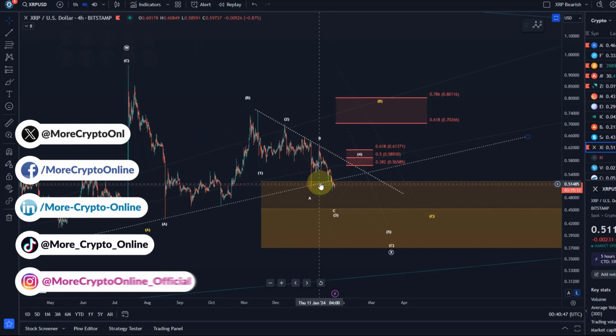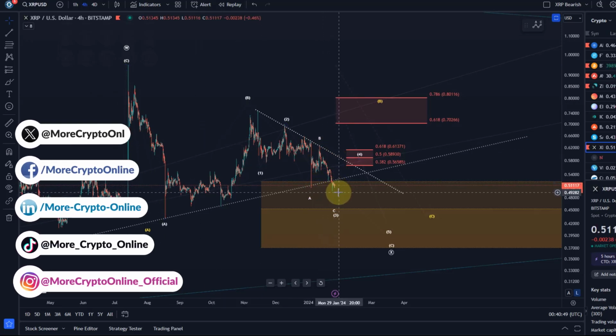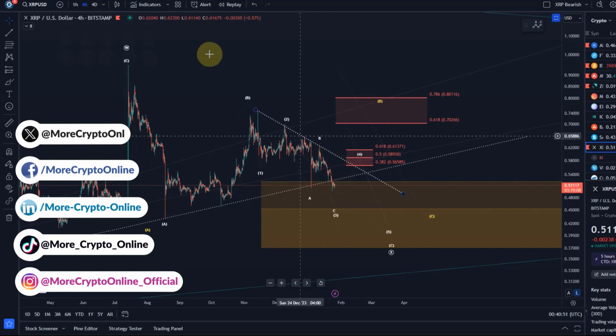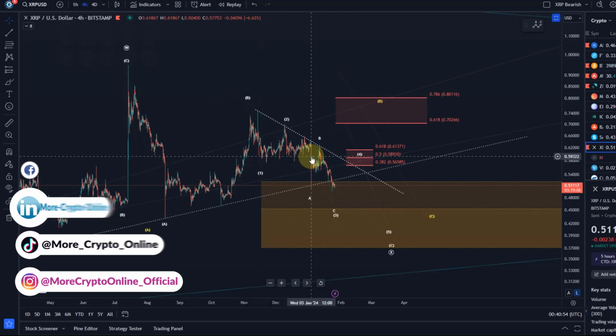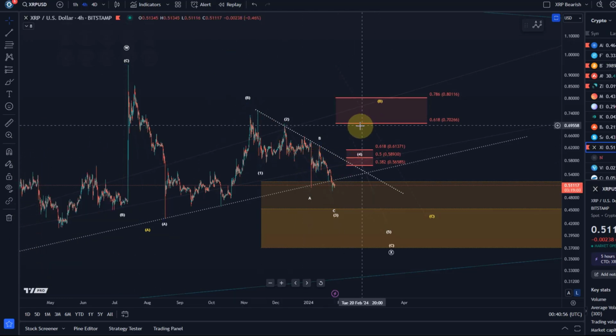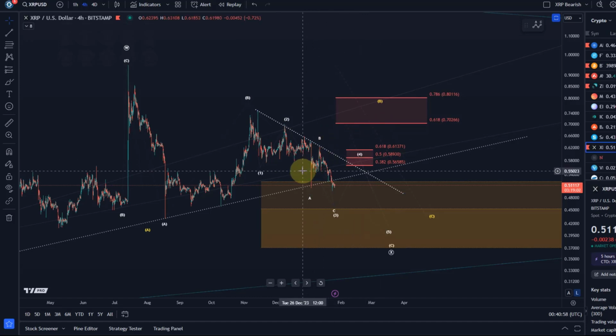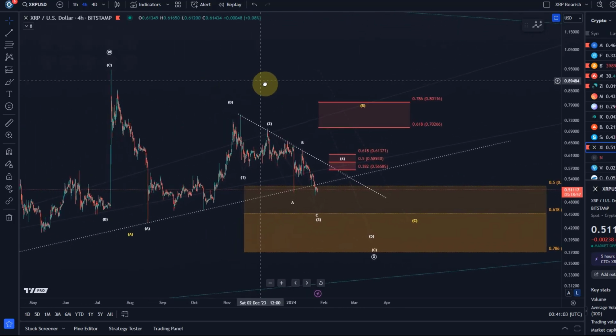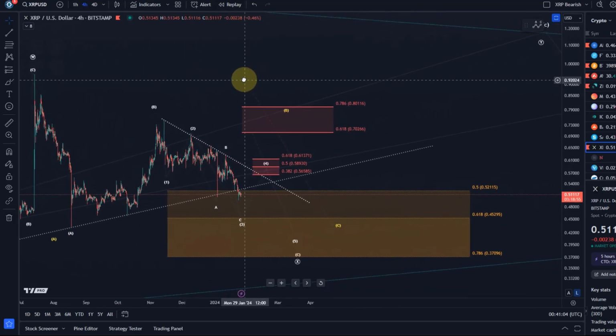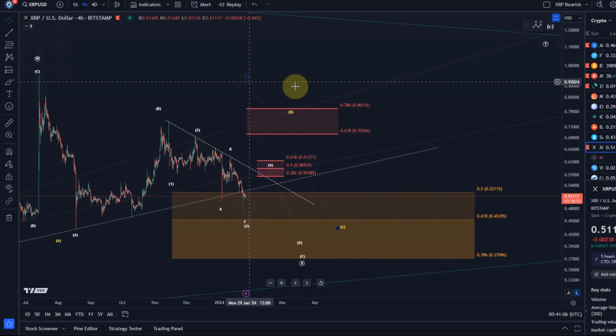XRP continues to grind lower. It hasn't made a new low since yesterday. However, it hasn't done anything to confirm a different wave count. So it's cooperating at the moment quite well with the primary scenario that we discussed in previous videos. I'm already on the 4-hour chart, so just shifting it into place.